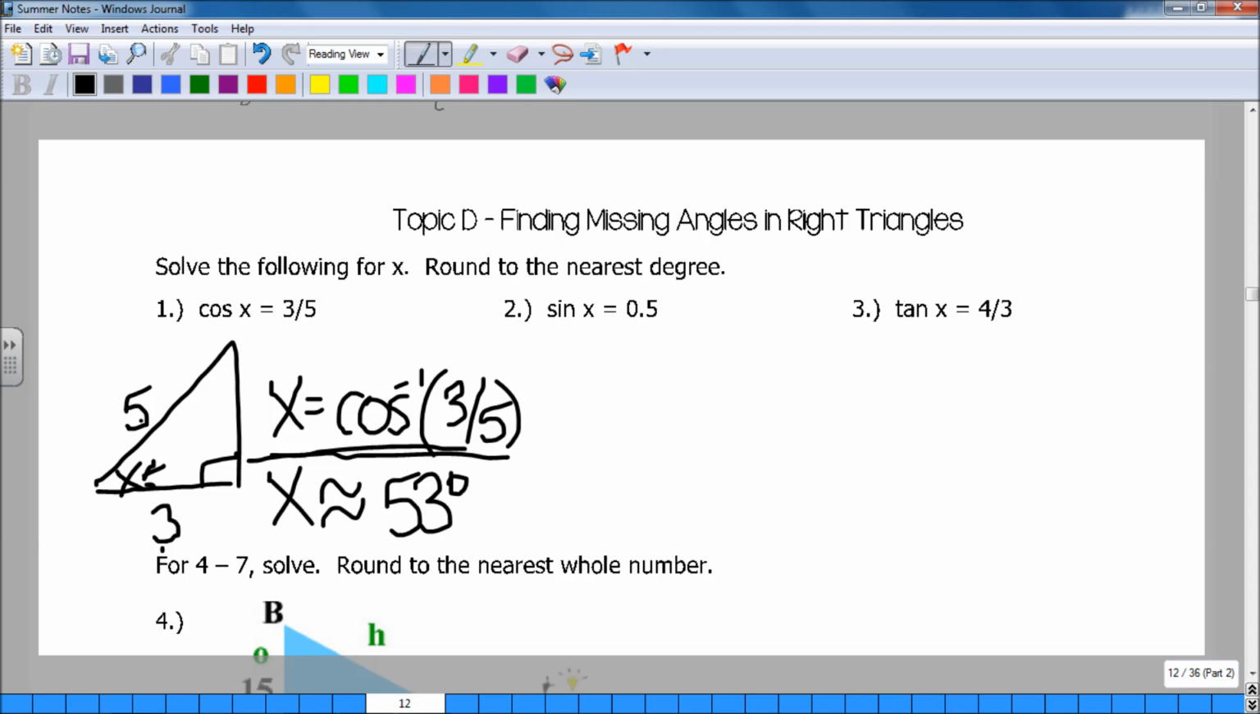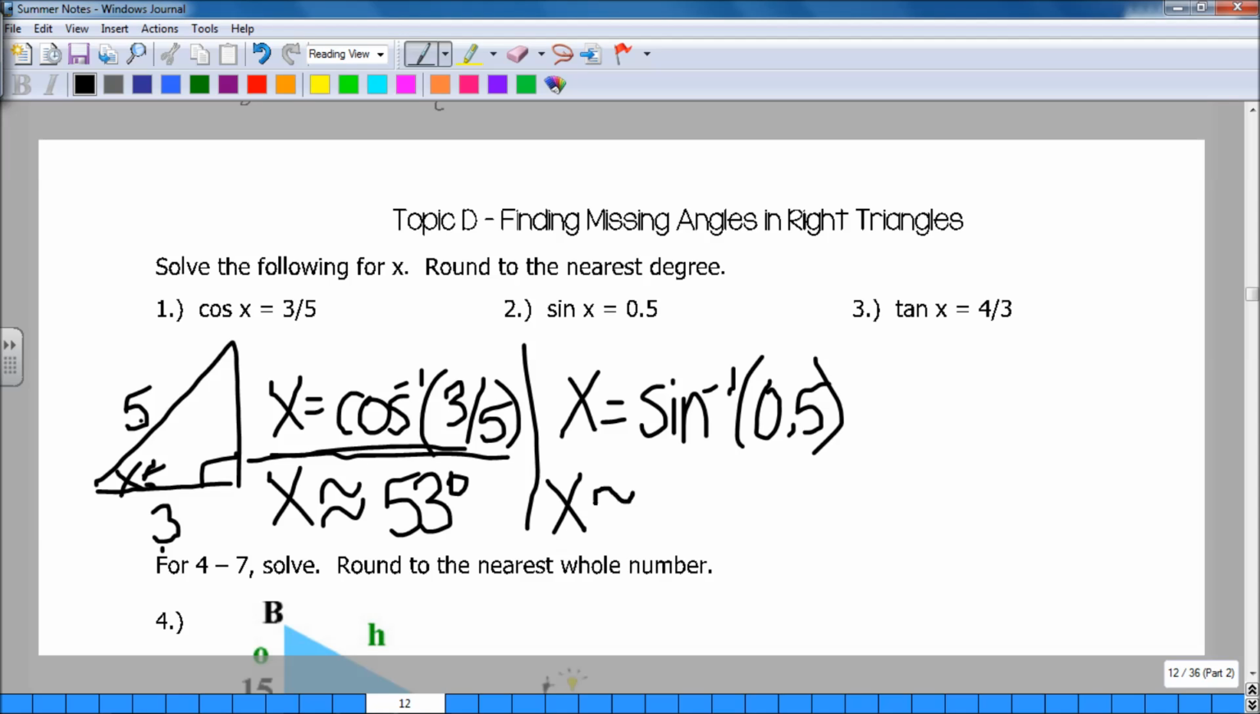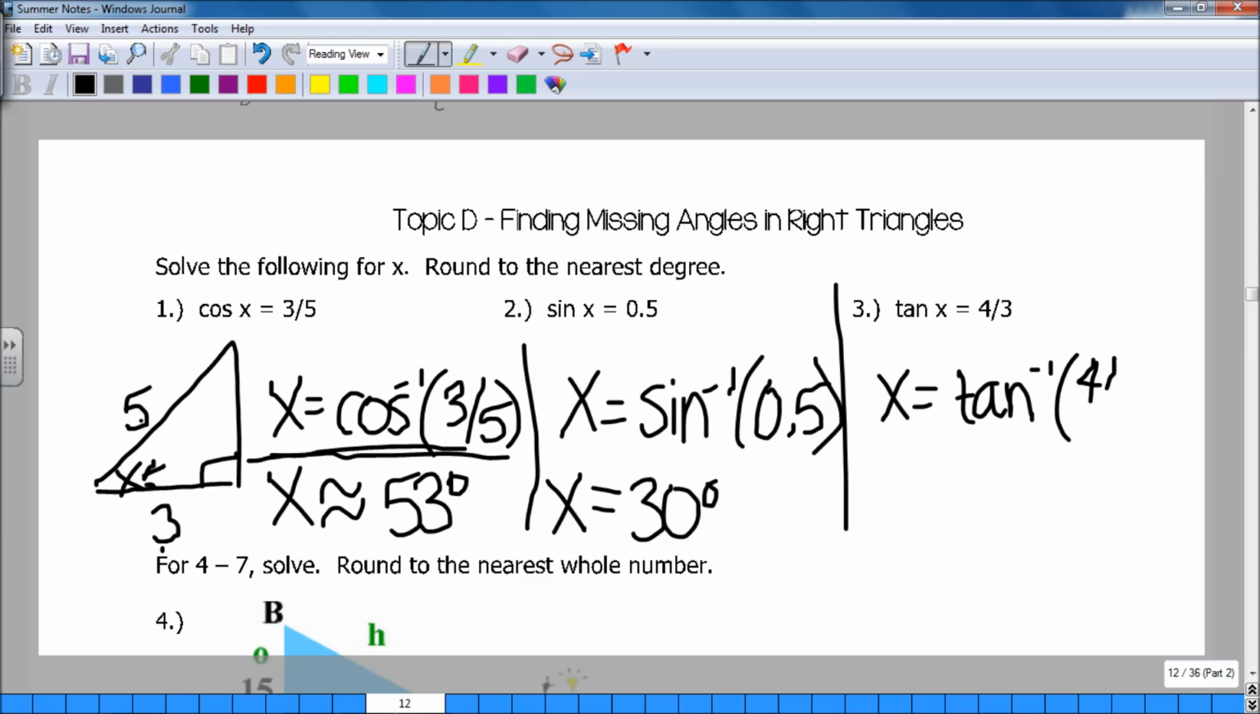All right, in number 2, your work should look like this. x equals inverse sine of 0.5. And you should end up getting x is exactly equal to 30 degrees. Okay? And then lastly, right here, you should say x is equal to inverse tangent of 4/3. And you should end up getting x is approximately equal to 53 degrees.